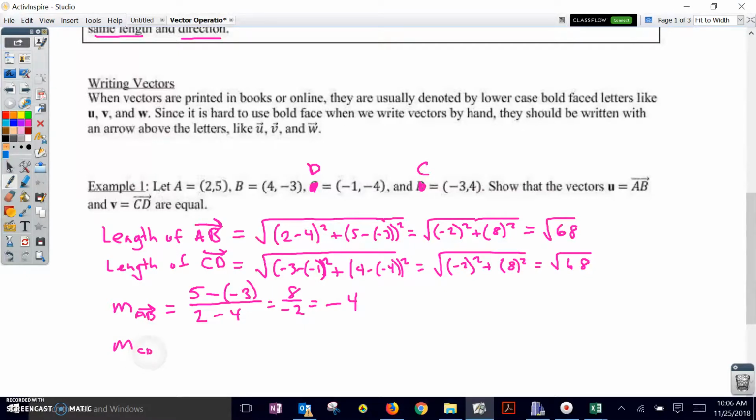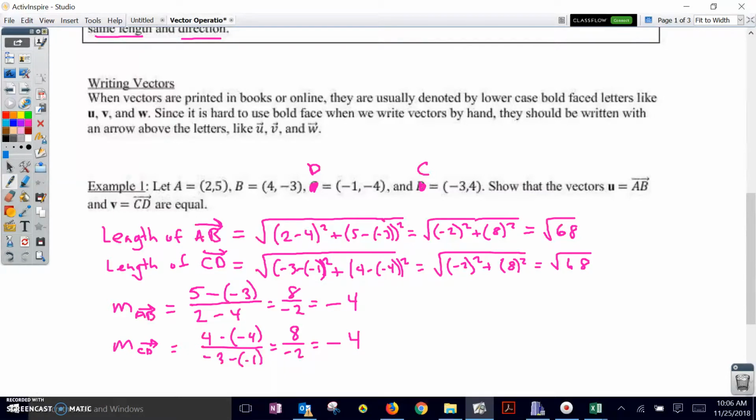And the slope of the vector CD is going to be 4 minus negative 4 over negative 3 minus negative 1. And so the slope of that vector is also negative 4.